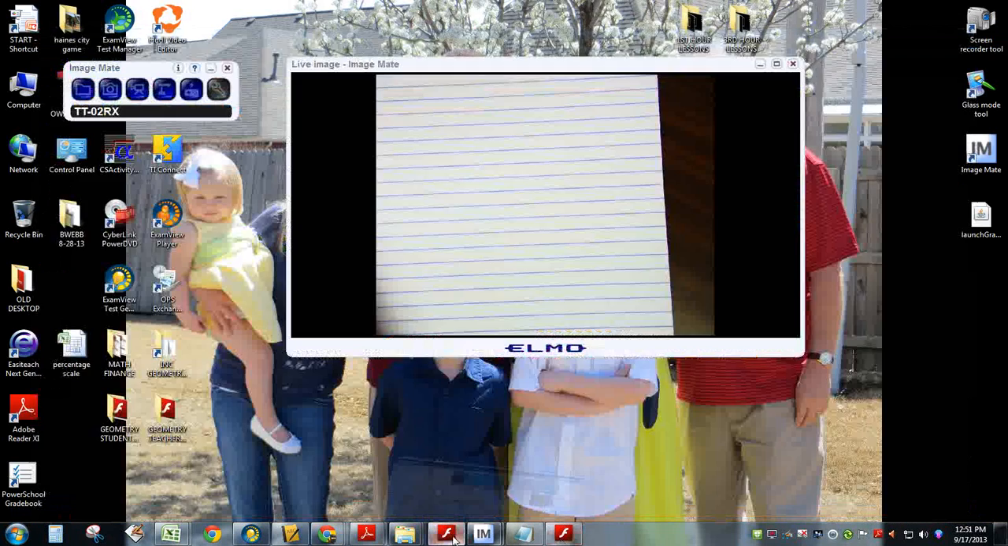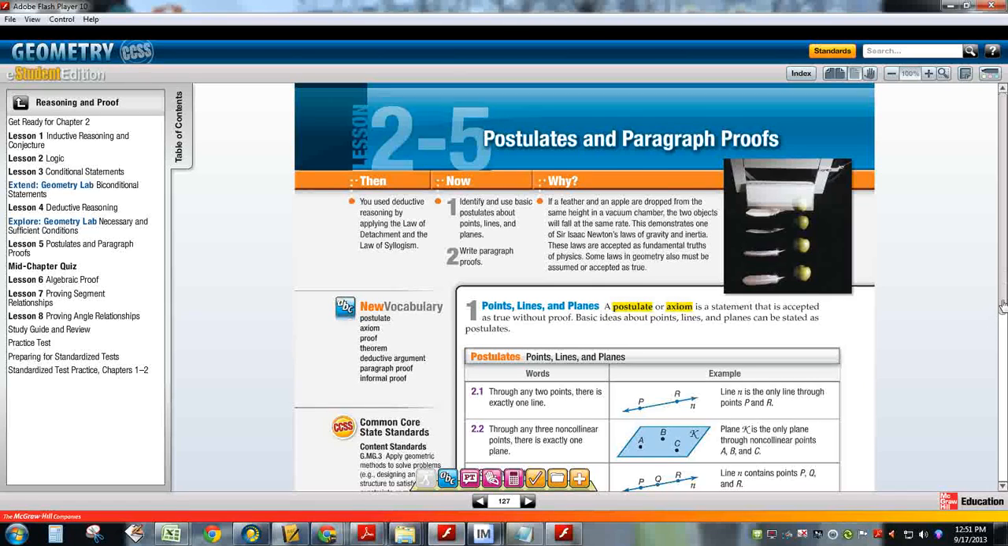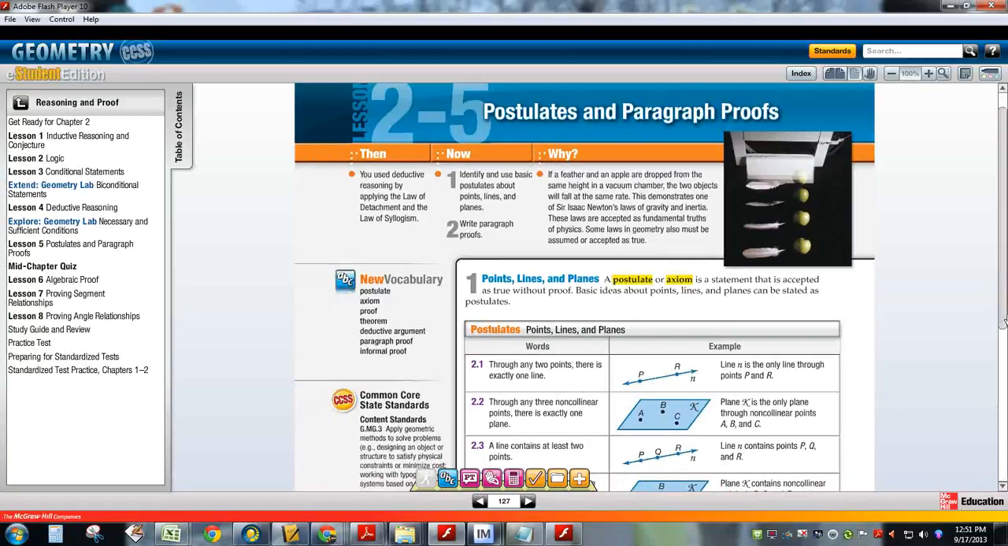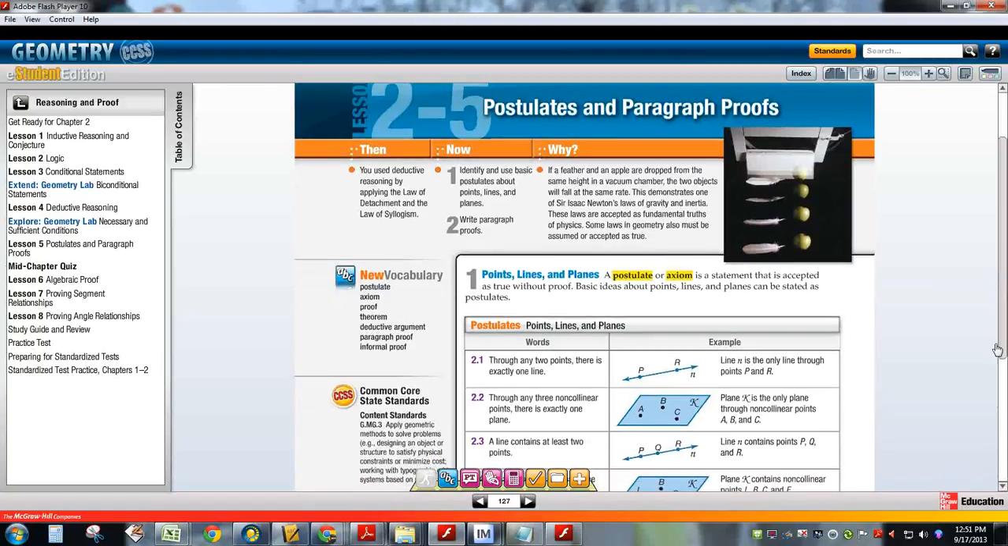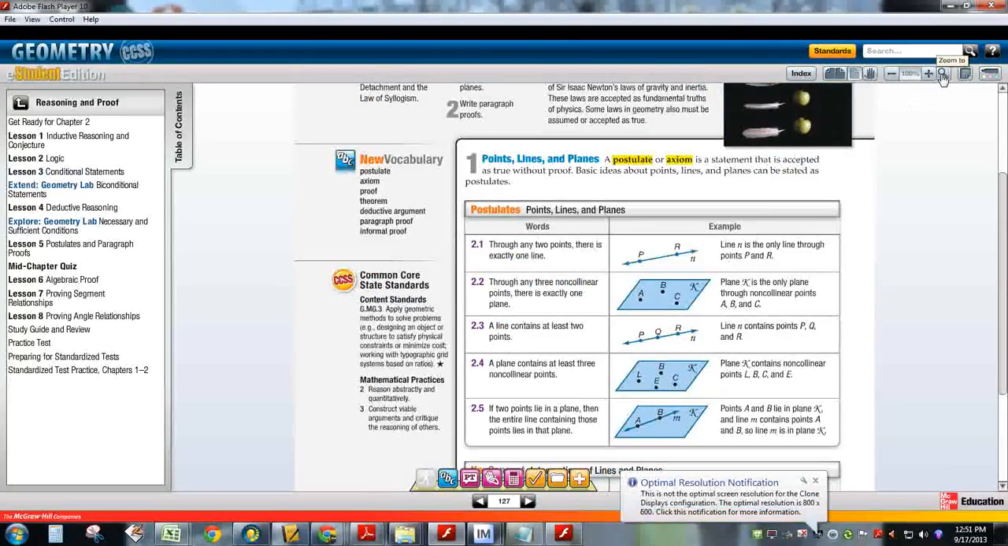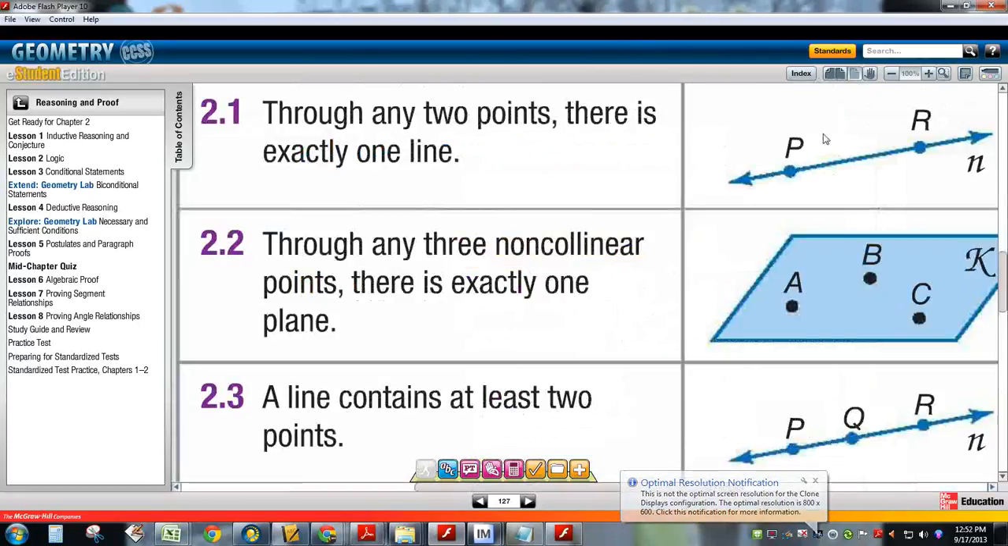Let's talk about these proofs we have. First one says two points determine exactly one line. Any questions about that one or what it means?